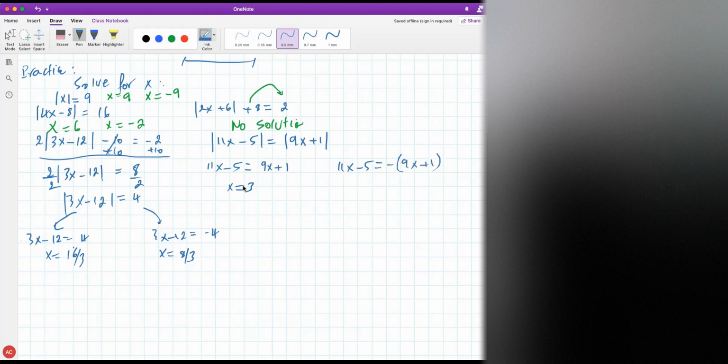Okay, so you said 3 here. What did you get for this one? X equals 1 over 5. Oh, okay, seems like everybody got the same thing.